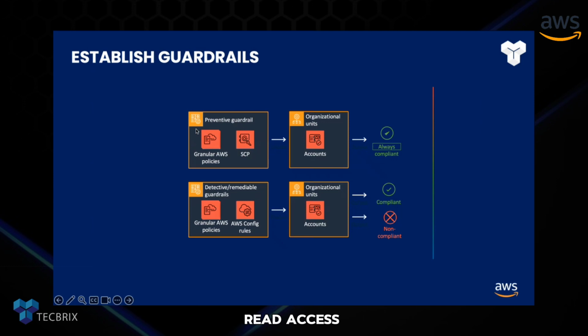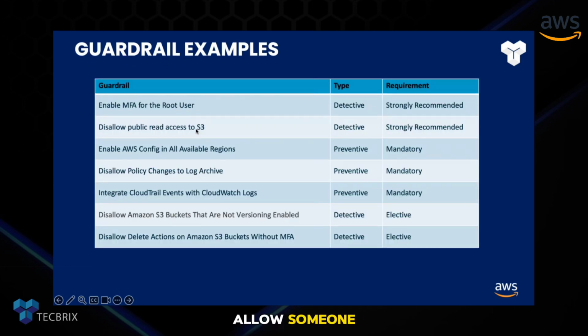Disallow public read access to S3. You cannot allow someone to read your data which you have stored within S3. You can enable AWS Config in all available regions. It's a preventive guardrail, so you can implement Config in all the AWS regions. In case something goes out of compliance, you should be notified. Disallow policy changes to the log archive account. This is a preventive guardrail as well, that you shouldn't allow someone to change your log archive account. Nobody should alter these logs. So it's a preventive guardrail and it's mandatory.